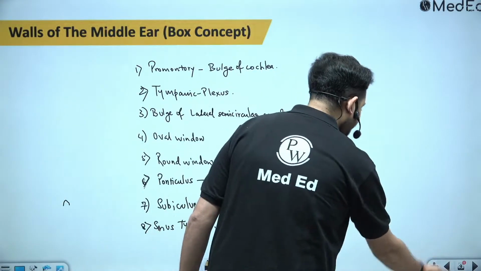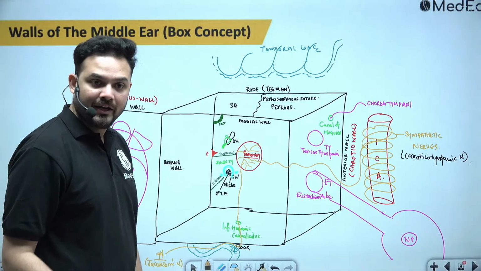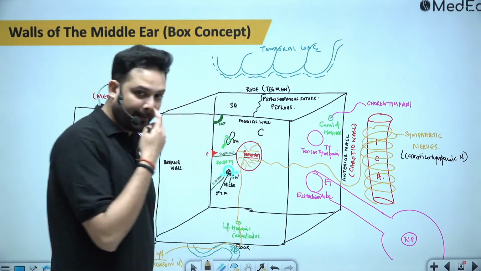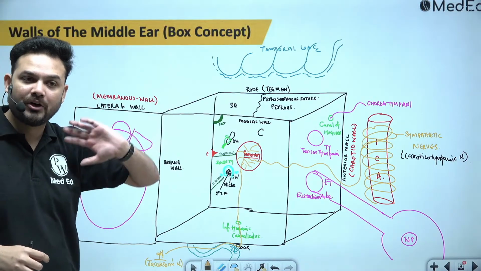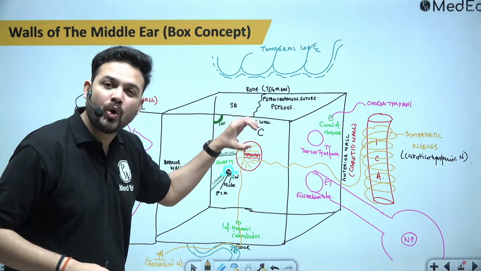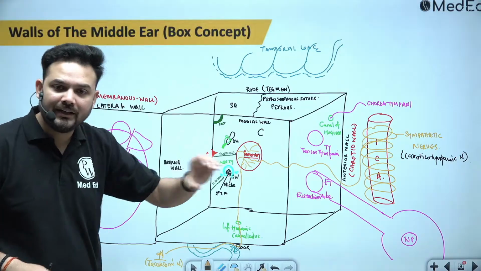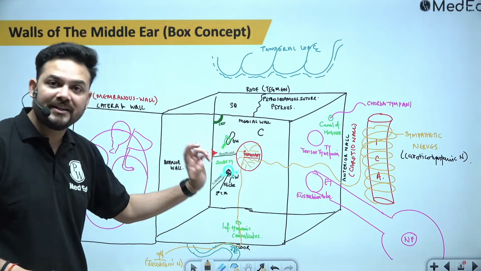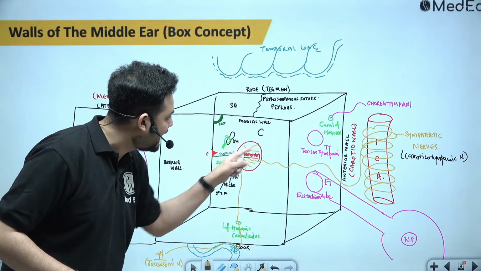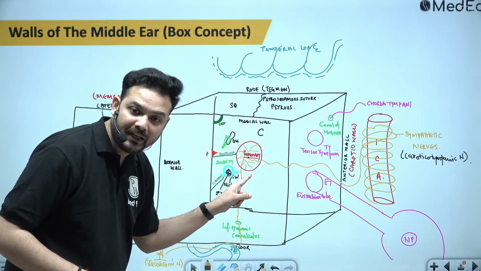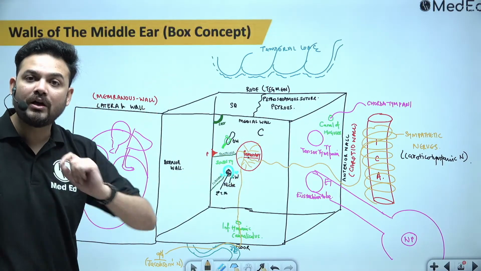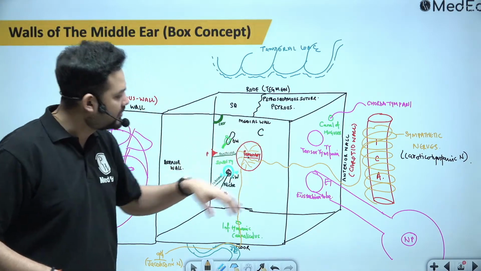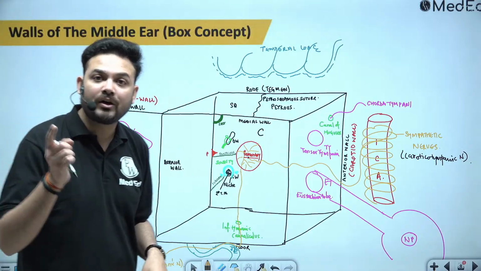Now we come to the 9th thing. What is the 9th thing? Now I want you all to write a C over the promontory. So this is like a hook-like projection. It looks like a hook-like projection. So this hook-like projection, which is present anterosuperior to the promontory, we call processus cochleariformis.